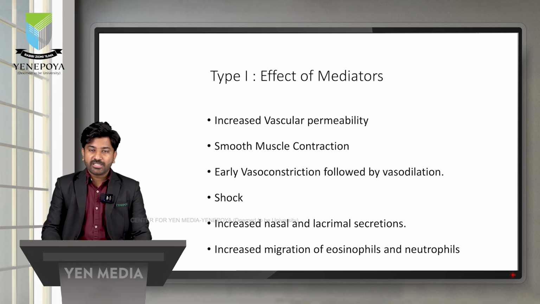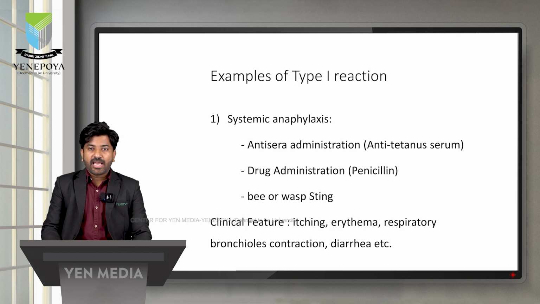The effects of these mediators are increased vascular permeability, smooth muscle contraction, and early vasoconstriction followed by vasodilation. In some cases it can lead to shock, increased nasal and lacrimal secretion, and increased migration of eosinophils and neutrophils. Examples of type 1 reactions: systemic anaphylaxis.